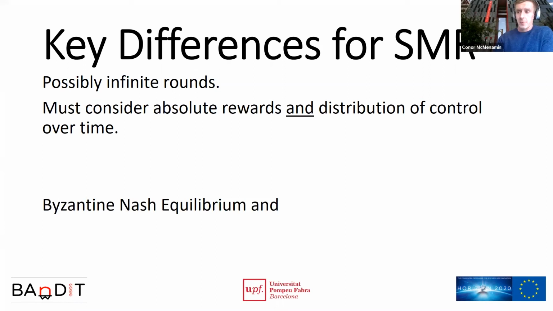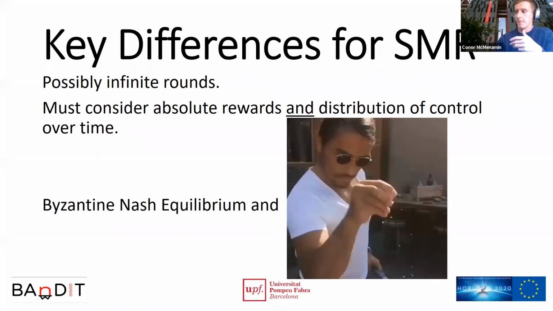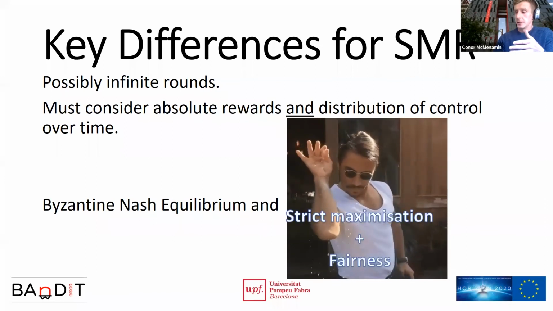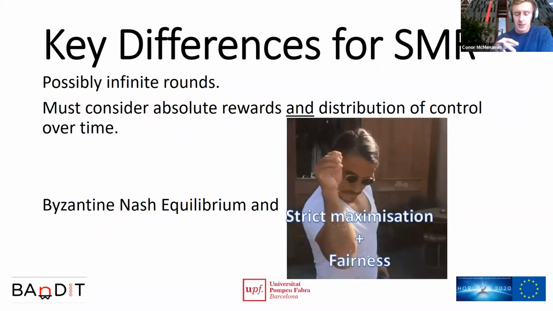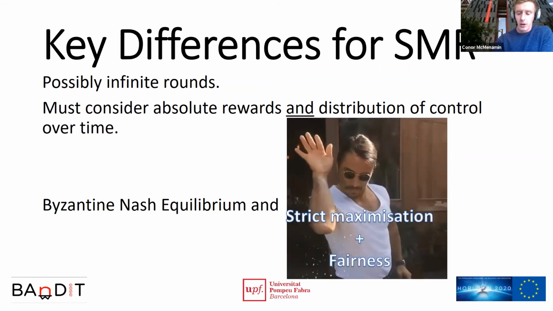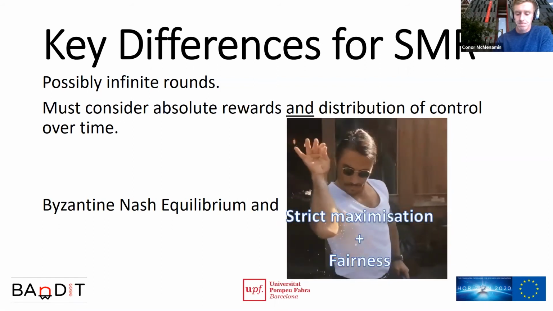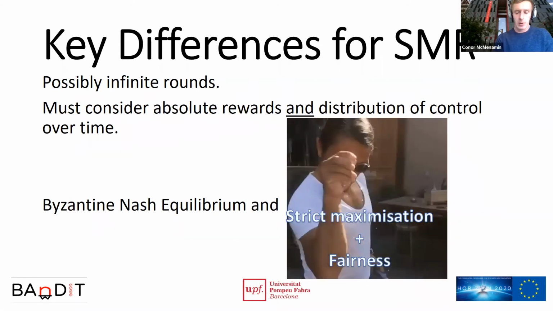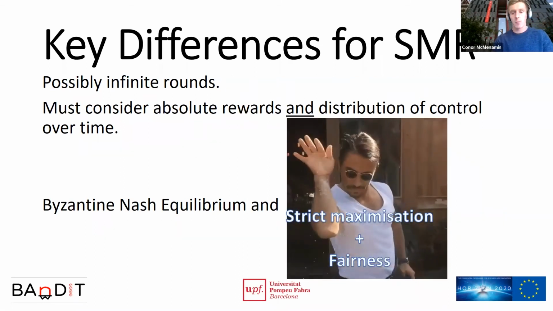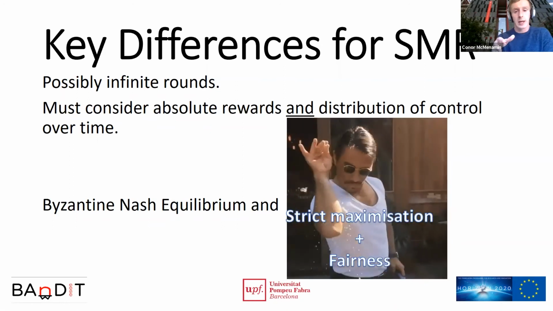Okay, so basically what we need. We have this Byzantine Nash equilibrium. We agree that is important, but we need to add a little bit of something else. And that little something is strict maximization and fairness. Strict maximization, the reason I include that is because if we don't have strict maximization, the example I like to use is a game where we require some player to always pick heads.